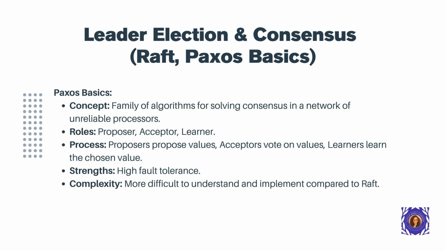In contrast, Paxos is a family of algorithms designed for solving the consensus problem in networks where processors can be unreliable. Its core roles are proposer, acceptor, and learner. Proposers attempt to get their proposed value accepted by a majority of acceptors. Once a majority accepts, learners can confidently adopt that value.